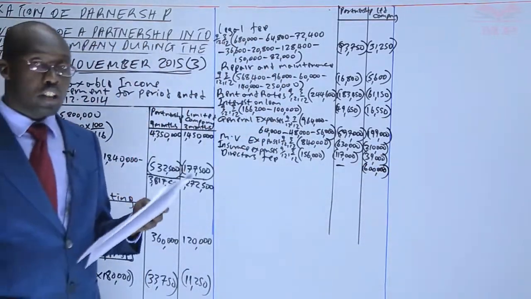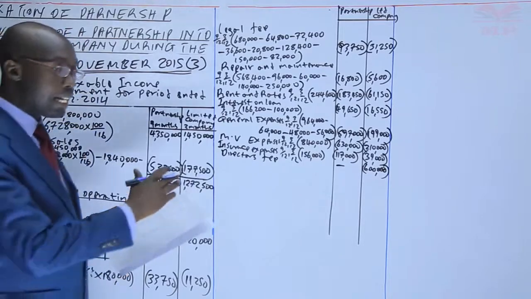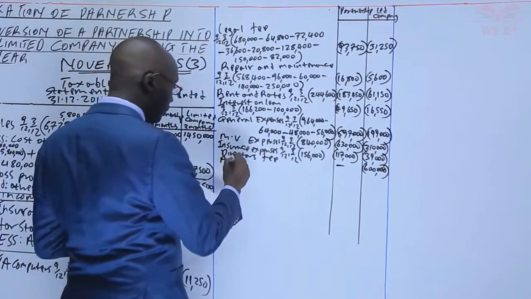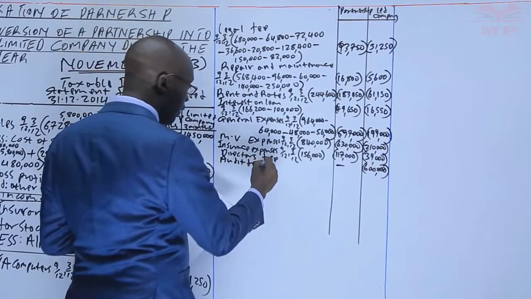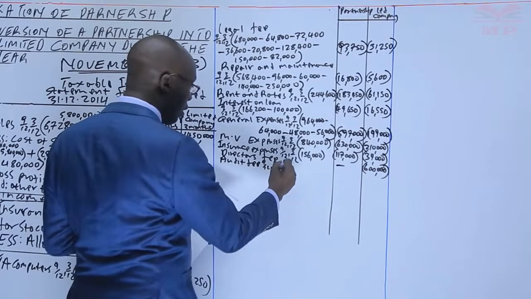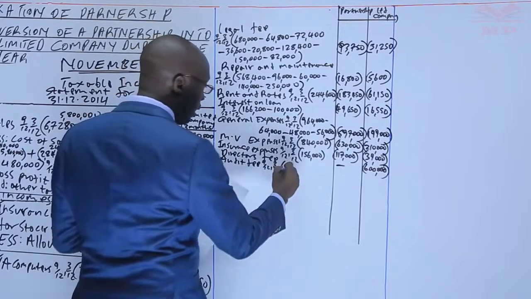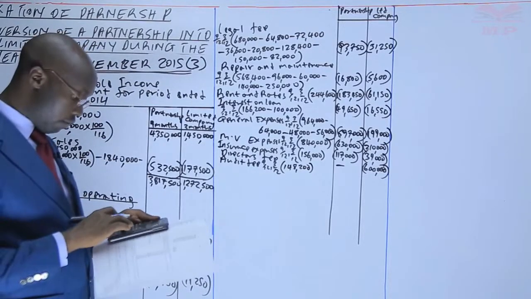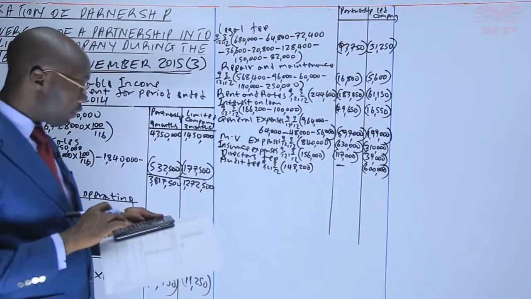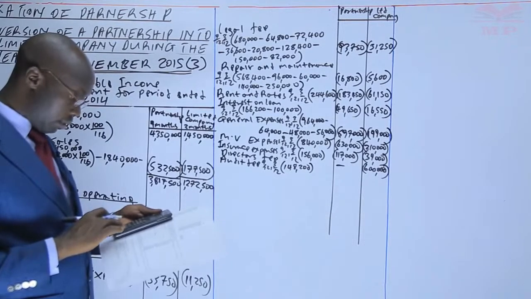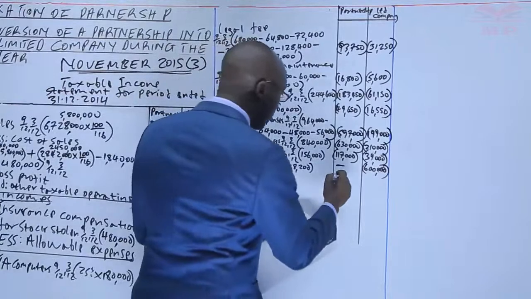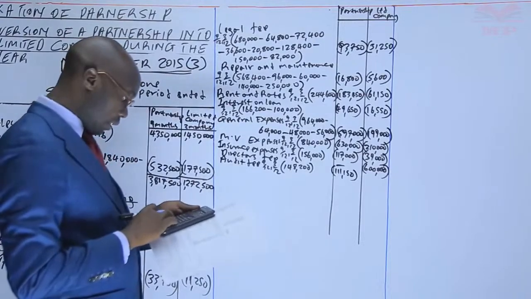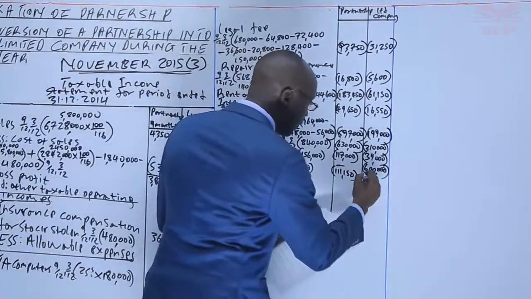The other one is audit fee. Audit fee is allowable expense and it cuts across the board. It is for the partnership and the company. So audit fee, we have 9 over 12, 3 over 12 of 148,200. So we have 9 over 12 of 148,200. That gives us 111,150. The other one is for the 3 months, 37,050.